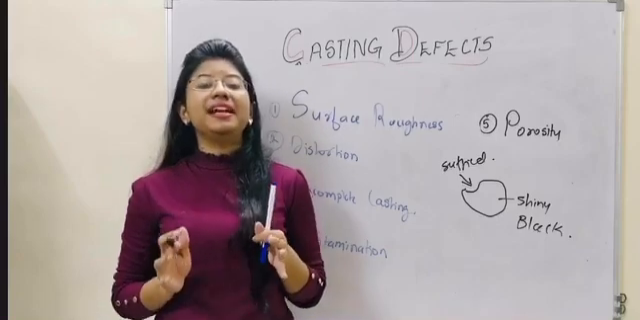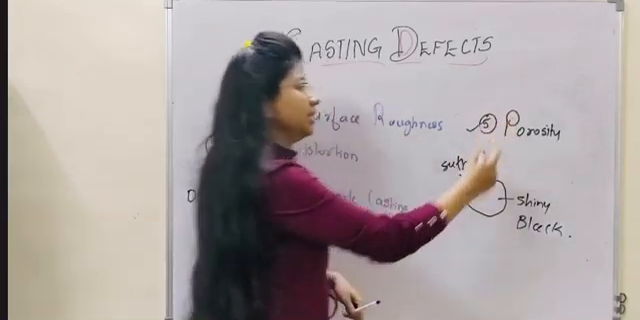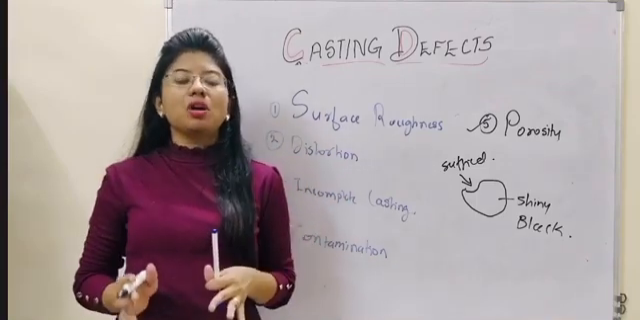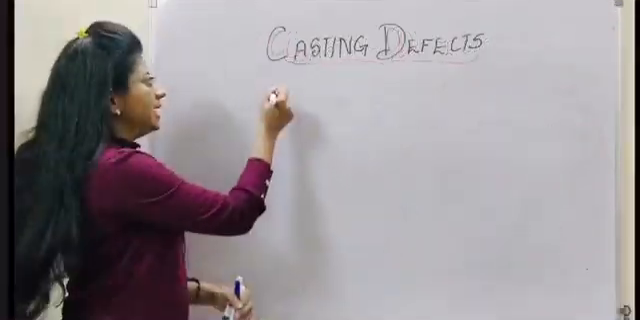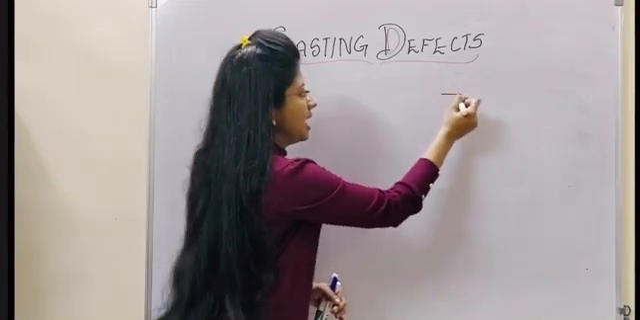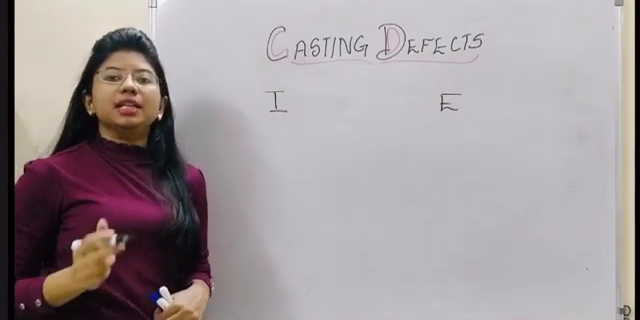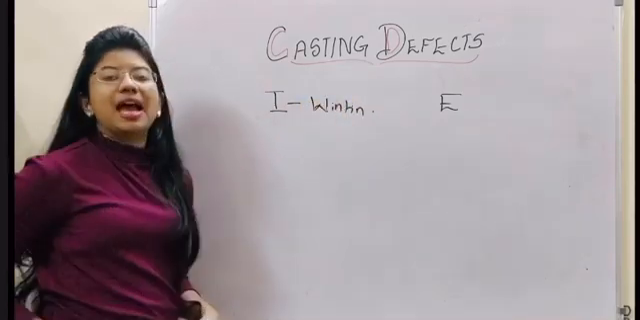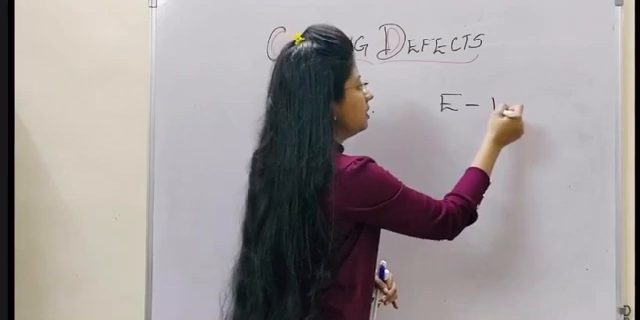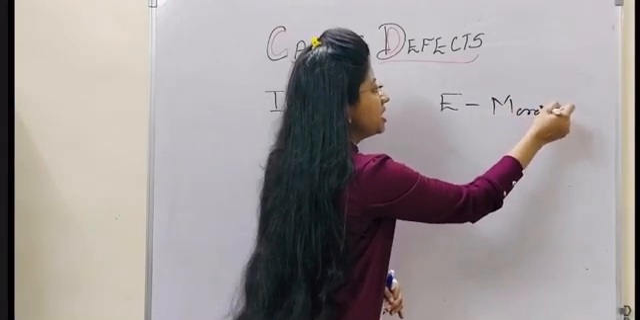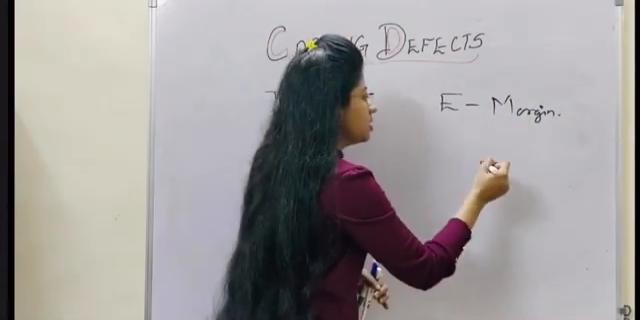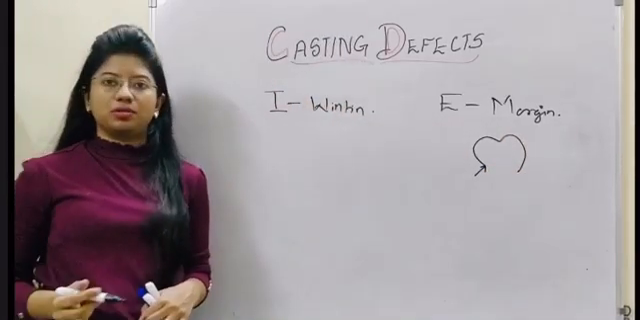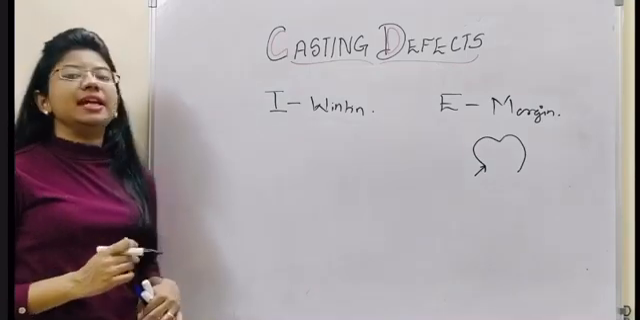The most common defect seen is porosity, and today we are going to learn in detail about the different porosities. So let's start with internal porosities and external porosities. Internal porosities are the porosities which are within the casting, and external porosity is the porosity which is seen on the margin of the casting. So if this is your crown, the porosity seen in this region is the external porosity. First we will see the internal porosities.